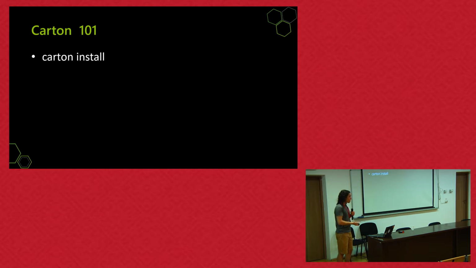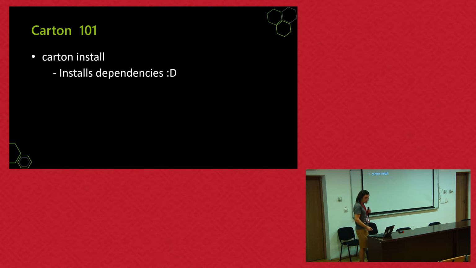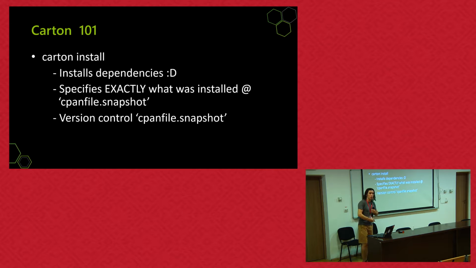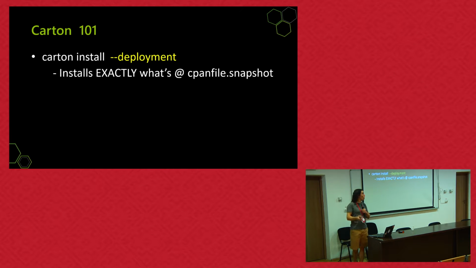Once you're there, you just type carton install, and no surprises here. What that would do is install the dependencies. And not only that, but the interesting bit is that it would specify exactly which distributions it installed and which version of every single one of those distributions in a file called cpanfile.snapshot. The idea behind this is that you can then version control this, distribute it between your team, and when anybody else runs carton install with the deployment option, Carton would install exactly the dependencies specified in the cpanfile.snapshot, with the exact same versions.